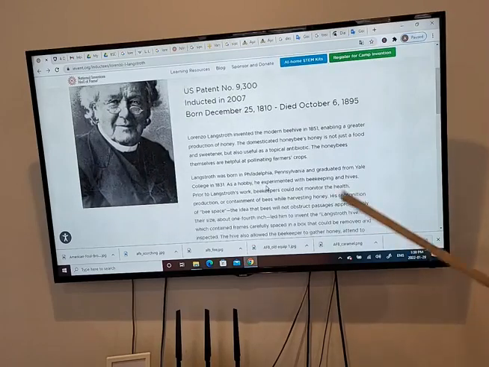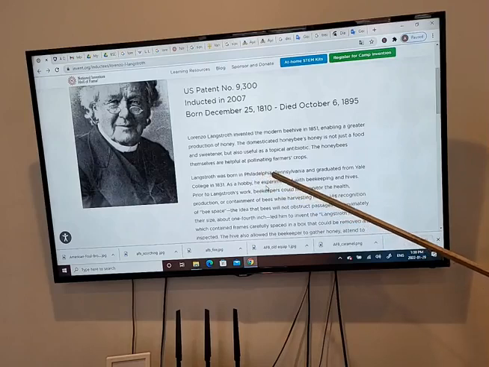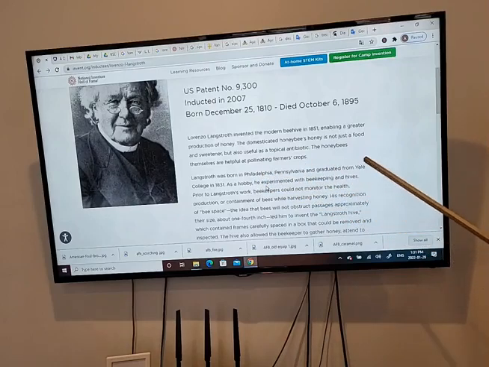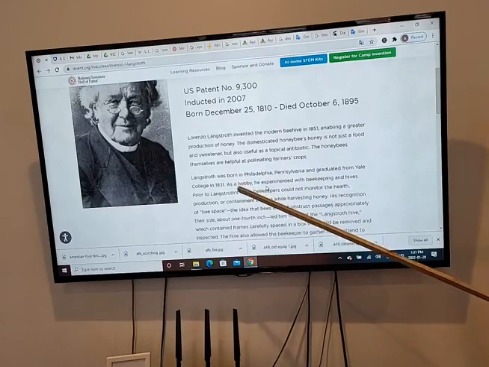Langstroth was born in Philadelphia, Pennsylvania. To be honest, I thought he was born in France, because that's what I read sometimes on one web page. So mistakenly I thought he was born in France, but this page says he was born in Philadelphia, Pennsylvania. I'm sorry, but mistakes happen. He graduated from Yale College in 1831.